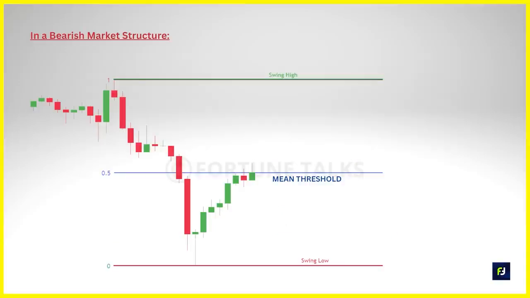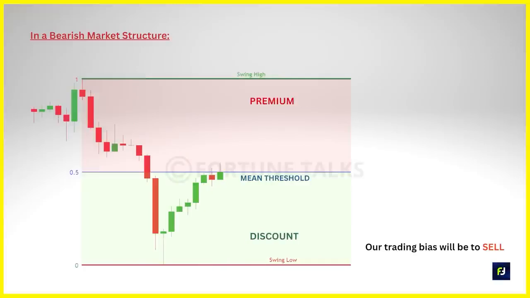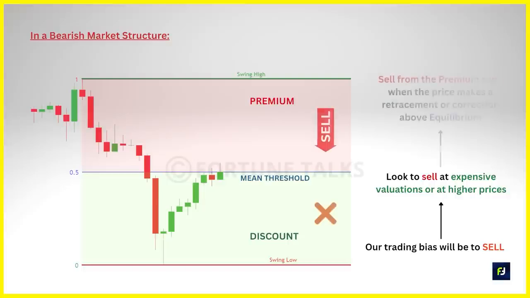So there is a level at the swing low, one at the swing high, and the last one is at the middle between swing high and swing low, which is nothing but the mean threshold or equilibrium. And above the mean threshold is the premium zone, and below equilibrium is the discount zone. Since the price is declining lower, our bias will be to sell. That is, we will look for short trading setups when price makes a retracement or correction towards the upside. And when we are looking to sell, we will obviously look to sell at expensive valuations or at higher prices. This means we should short above the mean threshold or in the premium zone.